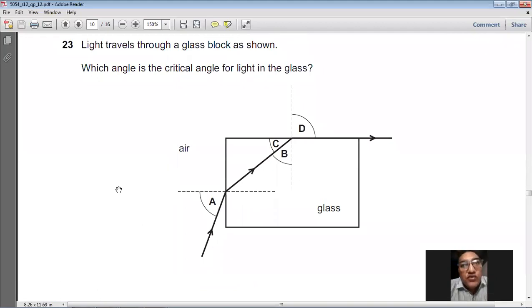Question number 23. Light travels through a glass block as shown. Which angle is the critical angle for light in the glass block? Critical angle is the incidence angle in the dense medium for which the angle of refraction in the rare medium is 90 degrees. So here, this is a dense medium. Here is the angle of incidence in the dense medium, and the angle of refraction in the rare medium is 90 degrees. So this B, that angle of incidence in the dense medium, is called the critical angle. So B is the choice. Question number 23, B is the right choice.